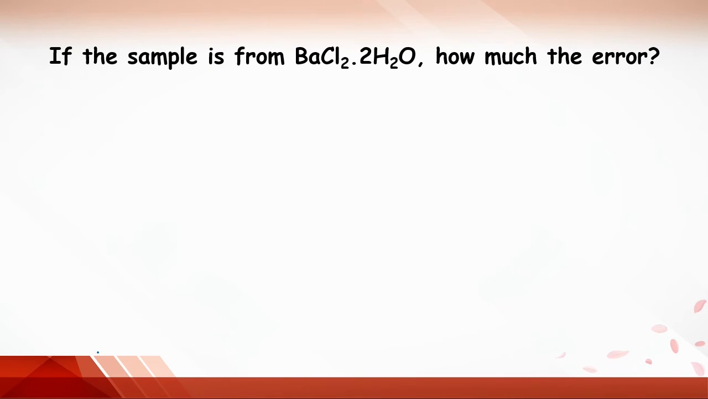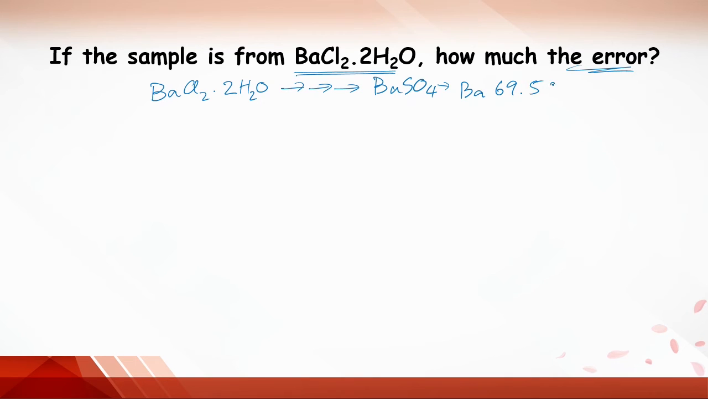The question is, if the sample is barium chloride dihydrate crystal, what is the relative error? What does this question mean? It means we have an unknown sample, which is barium chloride dihydrate crystal, and we do the experiment by precipitation and get barium sulfate. From the calculation of the barium sulfate, we get barium of 69.53%. So, what is the barium in this unknown sample?